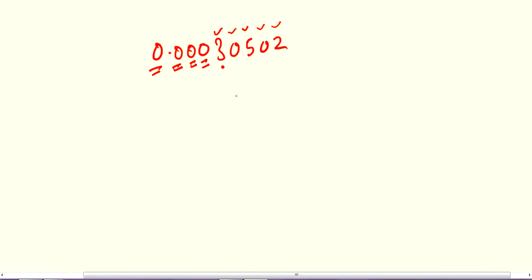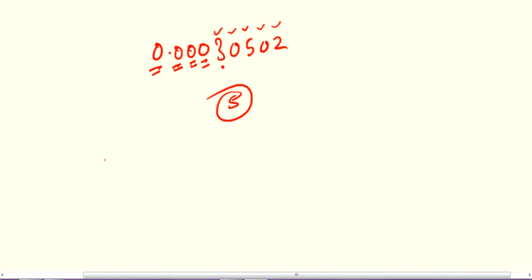For example, 0.00300502, starting from 0 leave, again 0 leave, again 0 leave, again 0 leave. Not this, starting from 3. So 1 2 3 4 5 digits are there.